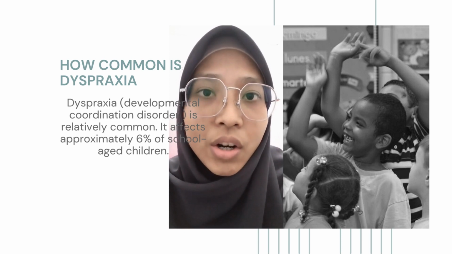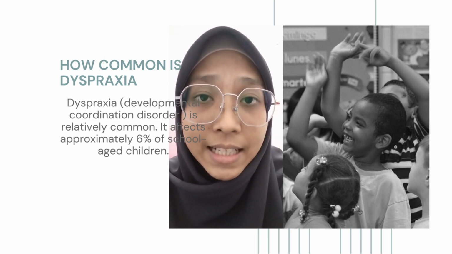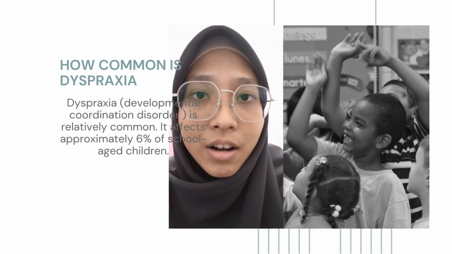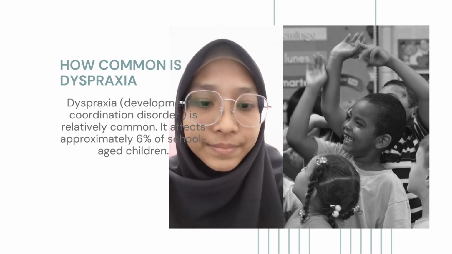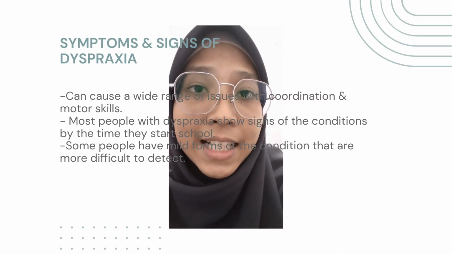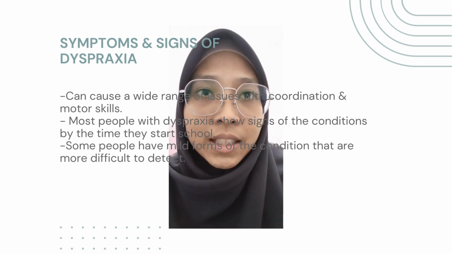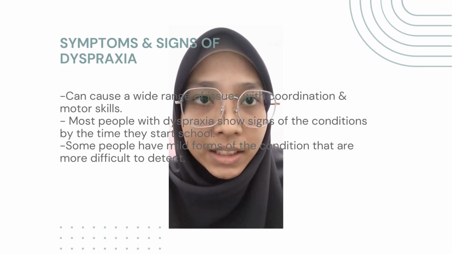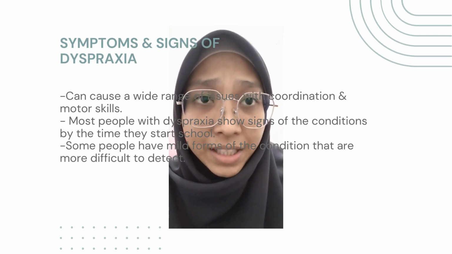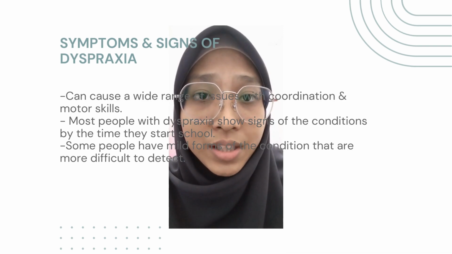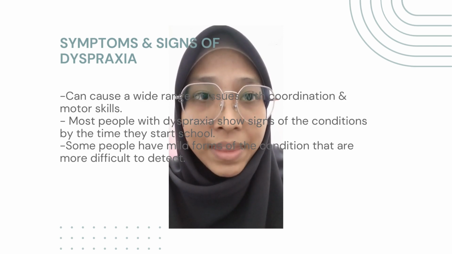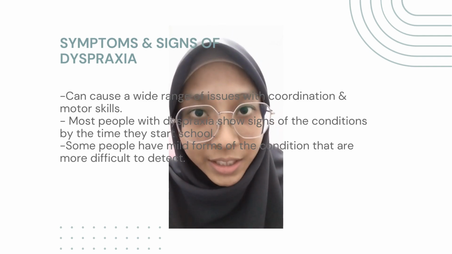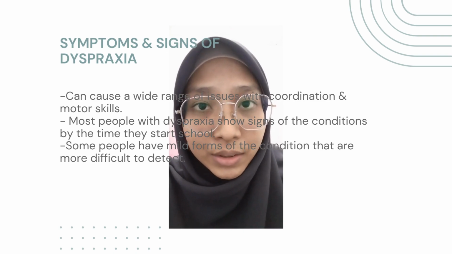How common is dyspraxia? Dyspraxia, developmental coordination disorder, is relatively common. It affects approximately 6% of school-aged children. What are the symptoms and signs of dyspraxia? It can cause a wide range of issues with coordination and motor skills. While most people with dyspraxia show signs of the condition by the time they start school, some people have mild forms of the condition that are more difficult to detect.